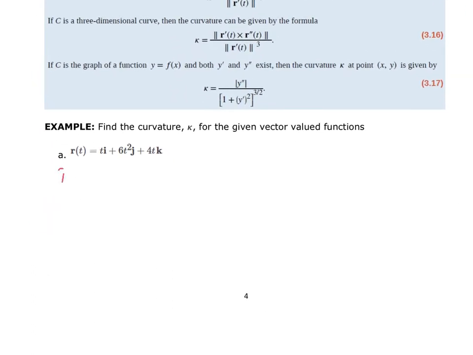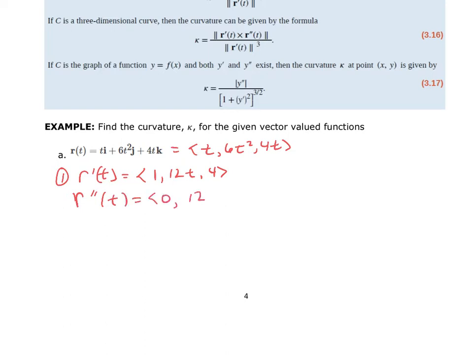So the first thing I'm going to do is find r prime of t. Notice I did an r there, not an f. I really wanted to do an r. Now this, of course, is t, 6t squared, and 4t. So my first derivative is 1, 12t, and 4. My second derivative, I almost made that into an f, is going to be 0, 12, and 0.